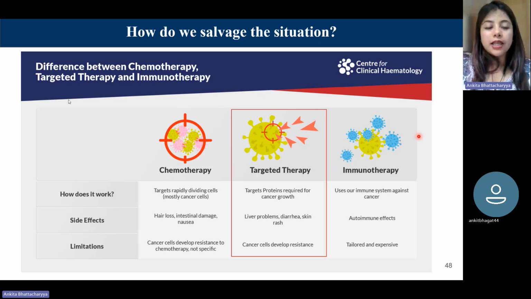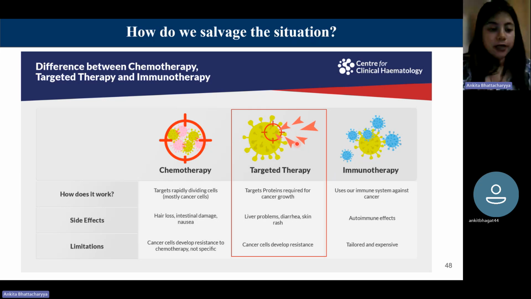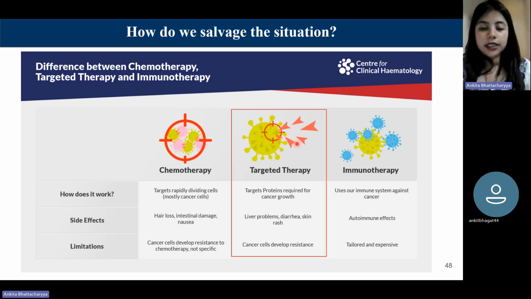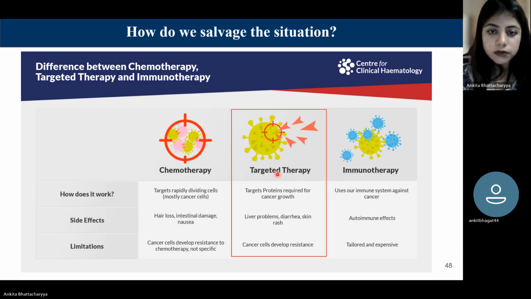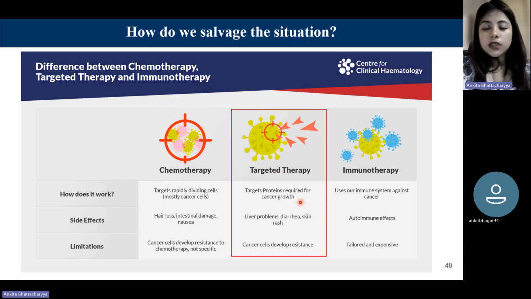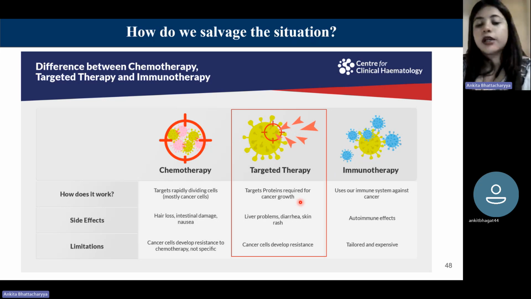Next comes the second approach, which we'll be discussing today, which is targeted therapy. Now, what exactly is targeted therapy? It means that cancer cells are getting targeted. So basically, it targets those proteins which are necessary for growth of cancer cells, and the most common side effects are liver problems, diarrhea, skin problems, etc.